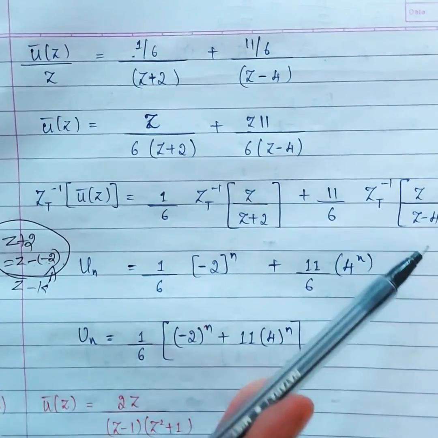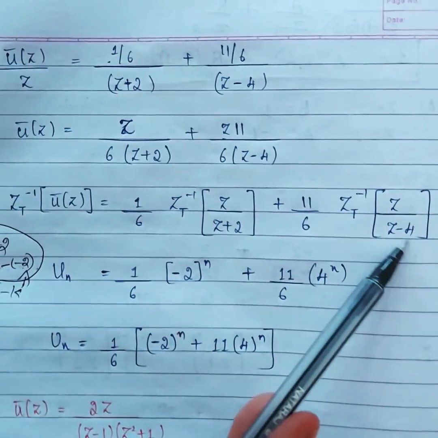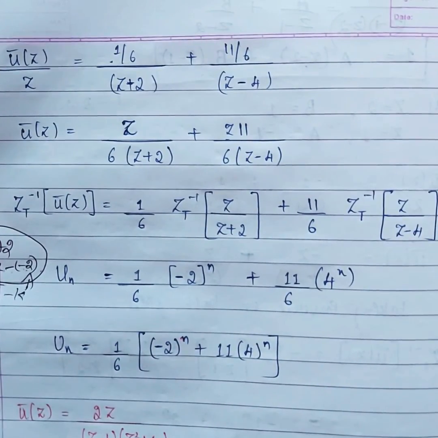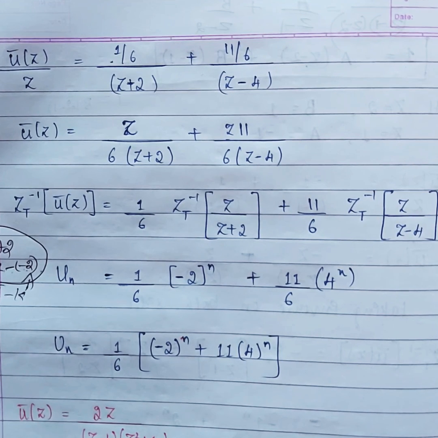And then if you see the second term, it's simple. Z by z minus k. In the place of k I have 4 power n. So this is the solution for the given u bar of z. So what are the basic properties of partial fractions that you have learned so far? You will be applying that.